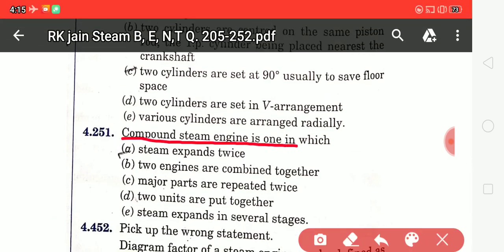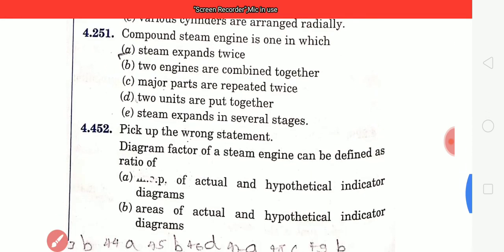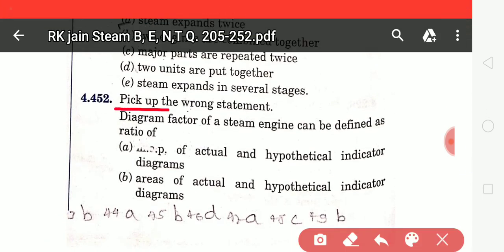Compound steam engine is one in which steam expands twice. Pick up the wrong statement.